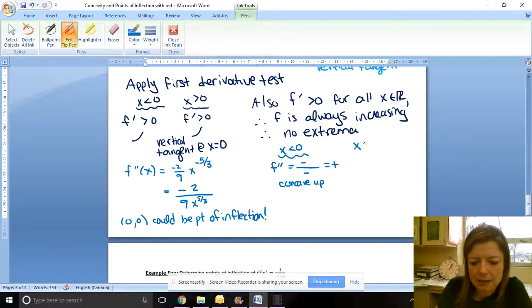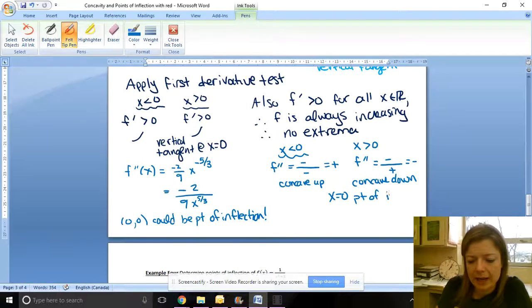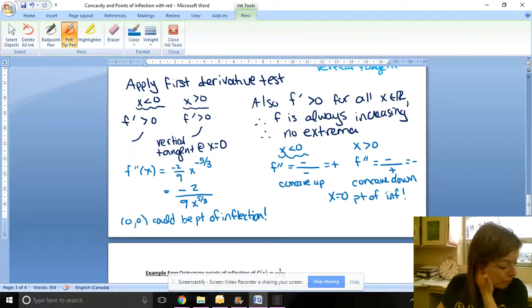And then when x is greater than 0, you get f double prime is negative on the top, but positive on the bottom. So that's a negative second derivative. So that section is concave down. So that means that x equals 0 is a point of inflection, and it has a vertical tangent there. So it's both. So what does that look like?